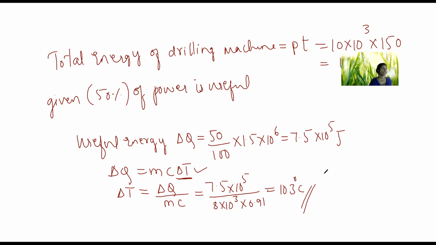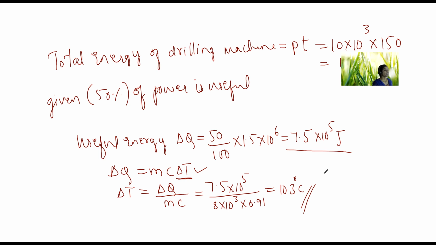So total energy of the drilling machine is calculated by using the formula P into T. Substitute all the given values and calculate the total energy of the drilling machine. In the question itself they have given 50% of the power is useful. So useful energy is calculated by using the formula delta Q, substituting all the given values. 50% is used, therefore 50 divided by 100 into 1.5 into 10⁻6, and useful energy we got is 7.5 into 10⁻5 joules.